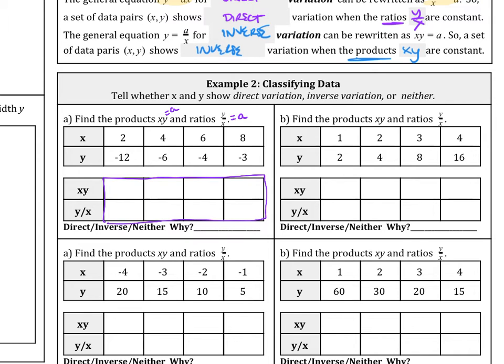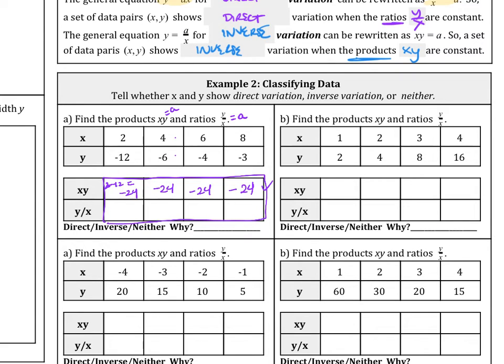So x times y, you just multiply these two values. So 2 times negative 12 is negative 24. Then 4 times negative 6 is negative 24. 6 times negative 4 is still negative 24. 8 times negative 3 is negative 24. So that's good. Let's try the next one.